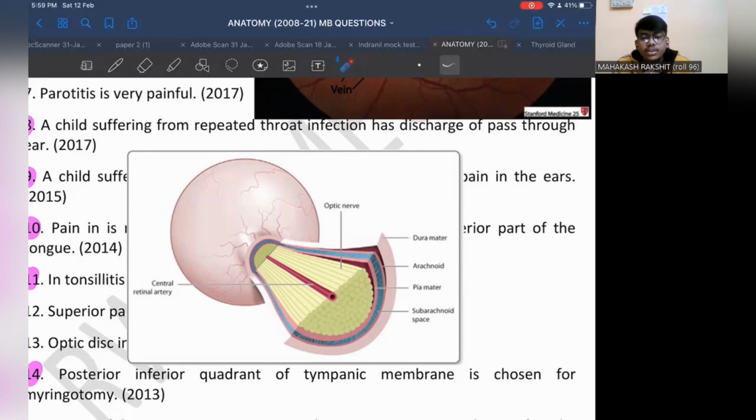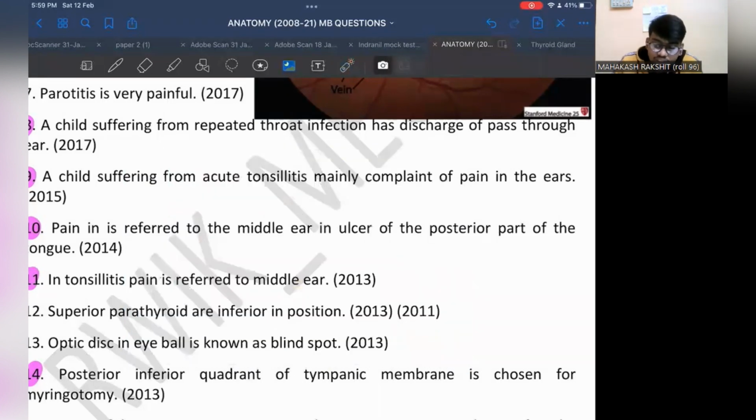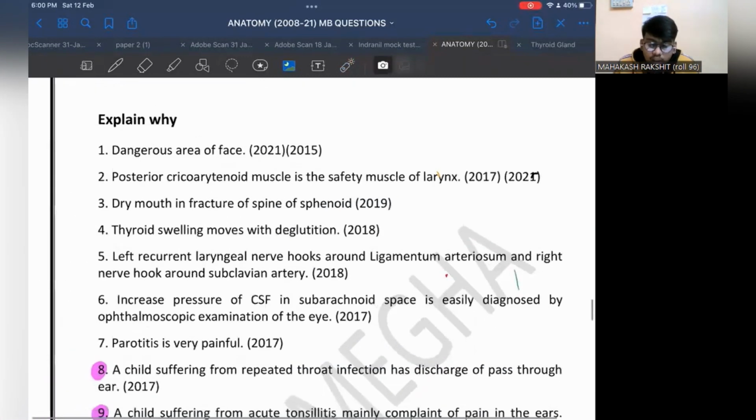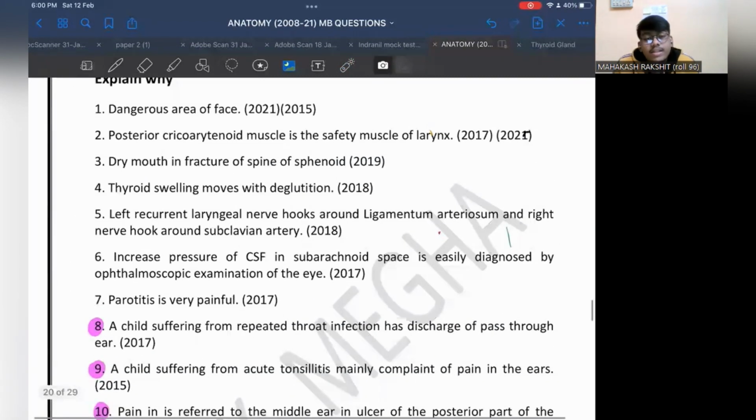So increased CSF pressure will be here also in this subarachnoid space, and this subarachnoid space of CSF will push this portion towards the vitreous humor of the eyeball. And can you see this cup-like structure? This will push this optic disc inward, and the cup-like structure will get destroyed, right? So this is how we can easily identify whether the person is having increased CSF pressure or not by just a simple ophthalmoscopic examination, right?